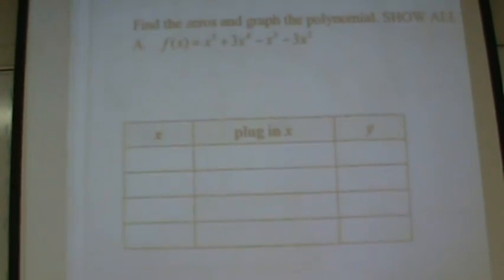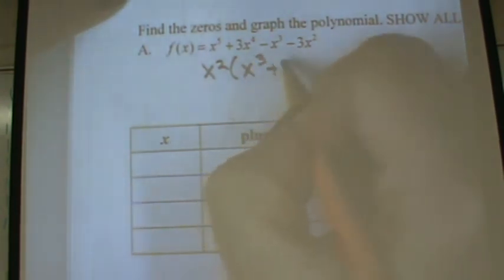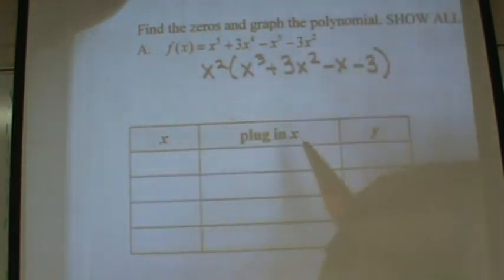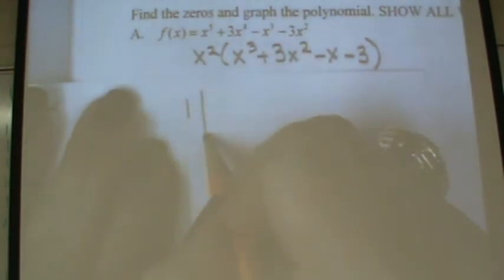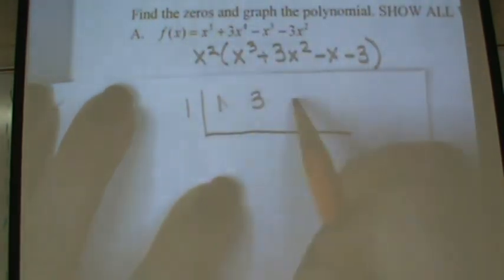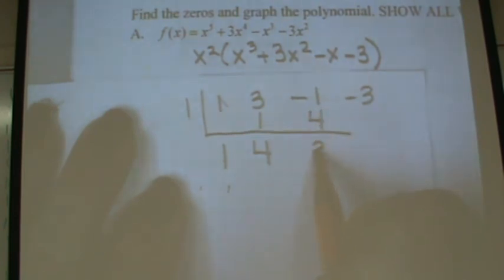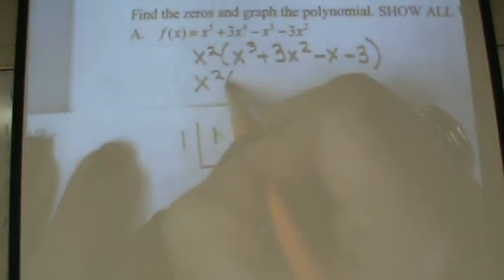Okay, 2 more. Tell me how to factor this. Take out an x squared. And what are you left with? X cubed plus 3x squared minus x minus 3. Now, how are we going to break this up? What do you want to try? Let's try a 1. Let's see if 1 works. So we have 1, 3, negative 1, and negative 3. Does this work? Bring down the 1. 1 times 1 is 1. Add. Multiply. Add. Well, it worked. So, you have x squared, and then what should I write next?